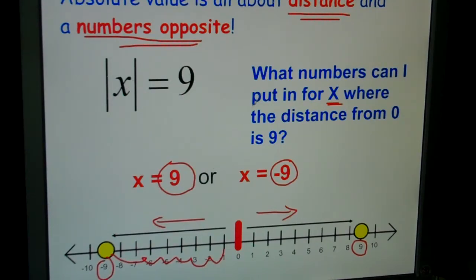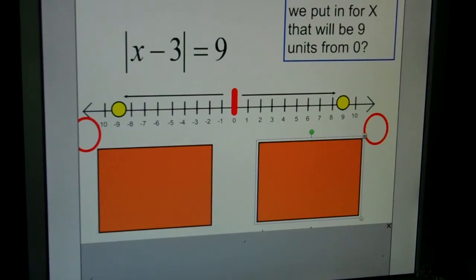I keep reiterating this because of our next question. You ready? Here's why. Now we have an absolute value equation: the absolute value of x minus 3 equals 9.